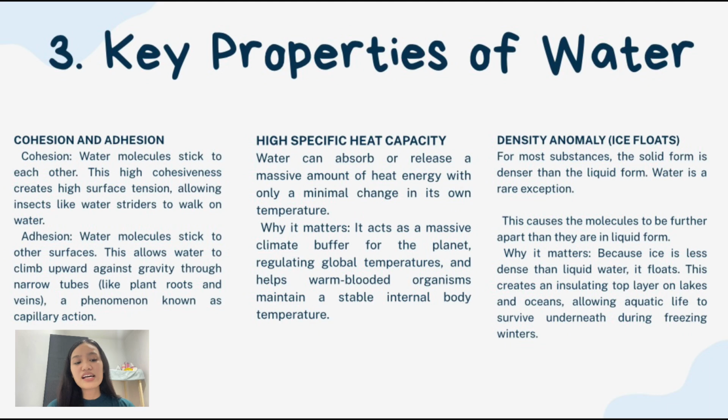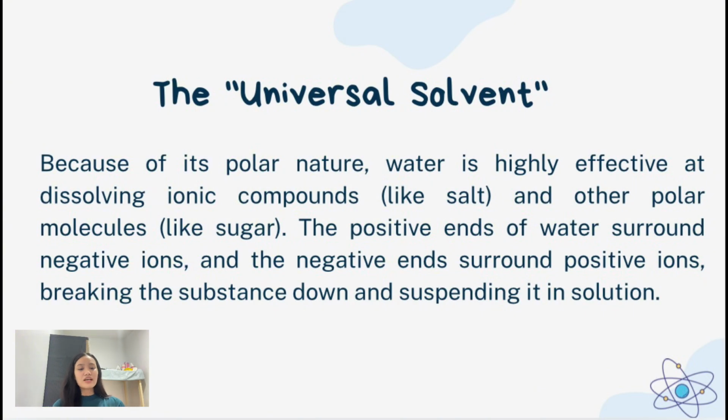The third one, or the last one, is the density anomaly or ice floats. For most substances, the solid form is denser than the liquid form. Water is a rare exception. This causes the molecules to be further apart than they are in liquid form. Why it matters? Because ice is less dense than liquid water, it floats. This creates an insulating top layer on lakes and oceans, allowing aquatic life to survive underneath during freezing winters. So the last is the universal solvent.